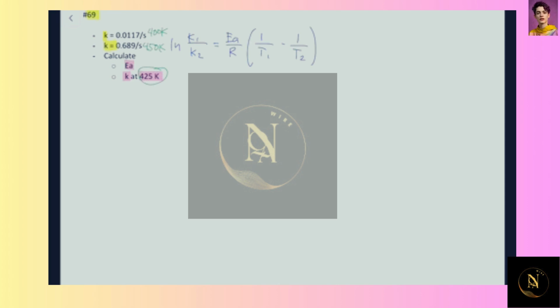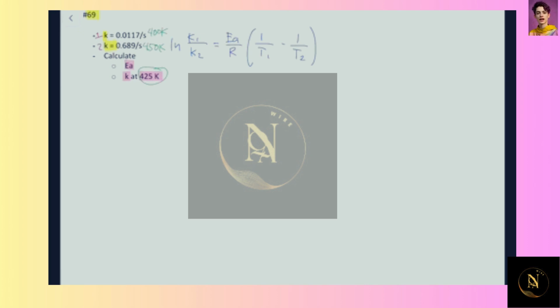The assignment of which one is K1 and which one is K2 is pretty much arbitrary, so you could choose either one. In my case, I'll choose the first K to be K1 and the second K to be K2. And of course, the temperatures would follow.